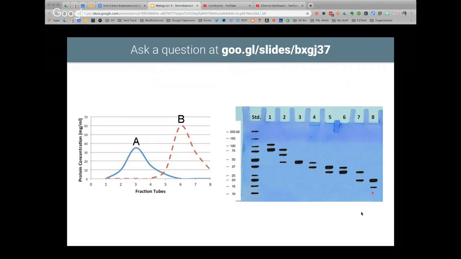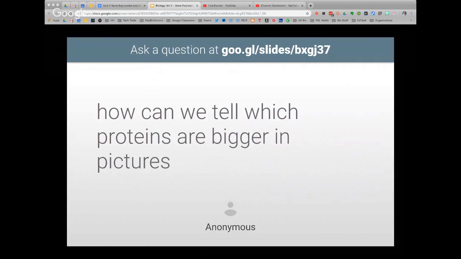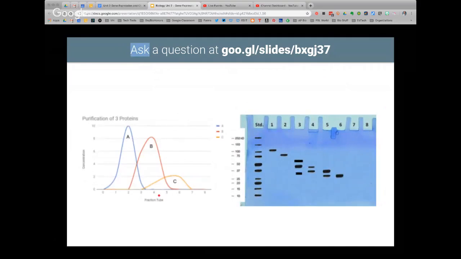How can we tell which proteins are bigger in pictures? I'm assuming that by pictures you mean graphs or pictures of the gel. All right, so again, if you look at this peak on this gel right here, or on this fraction tube, we see that fraction tube 2 has the highest concentration of protein A. When you look over here in the gel, okay, let's look at fraction tube 2.